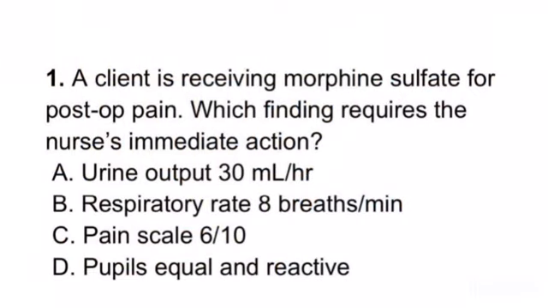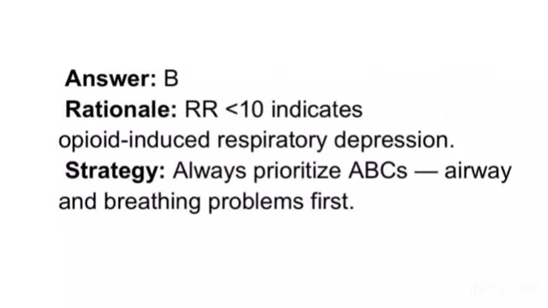1. A client is receiving morphine sulfate for post-op pain. Which finding requires the nurse's immediate action? A. Urine output 30 milliliters per hour. B. Respiratory rate 8 breaths/min. C. Pain scale 6 out of 10. D. Pupils equal and reactive. Answer, B. Rationale, RR less than 10 indicates opioid-induced respiratory depression. Strategy, always prioritize ABCs, airway and breathing problems first.